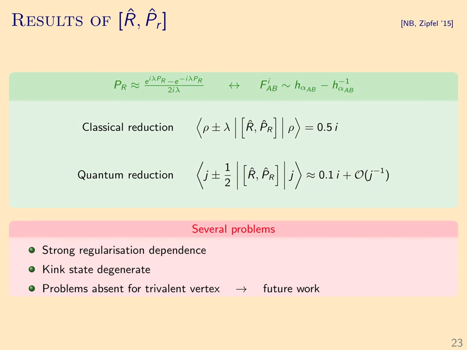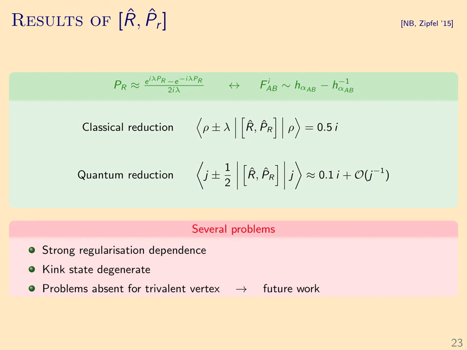You have to do something similar in the reduced theory, because in the reduced theory, P_R will become a point holonomy, so we can't have an operator corresponding to P_R. We also have to express P_R using such an approximation, and this is just the same one that we did on all the other slides before. But once we have realized that you should compare these two things, you can look at what you get. From the classical reduction, you get the first line. If you sandwich this commutator between two states, rho and rho plus or minus lambda, only then is it non-vanishing, and it gives you 0.5i.